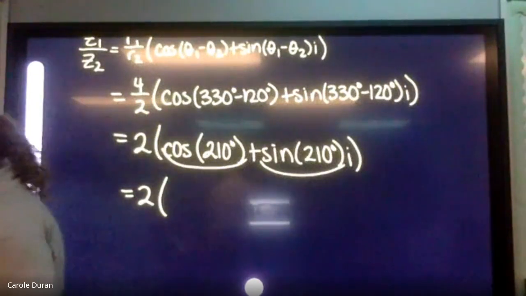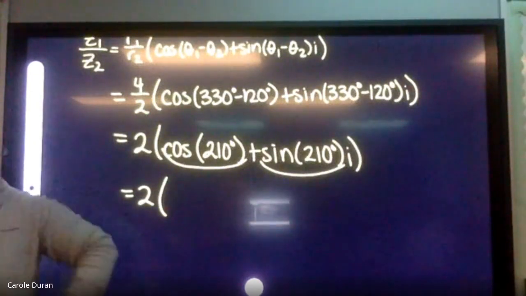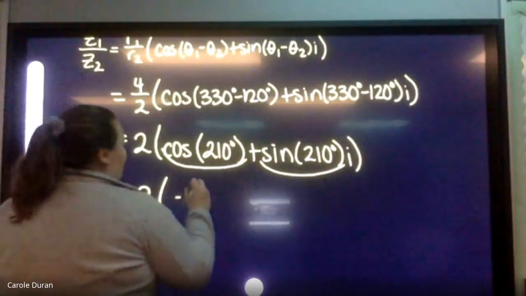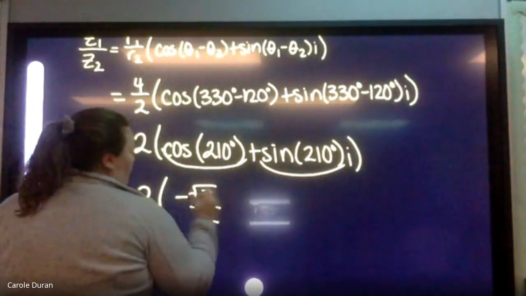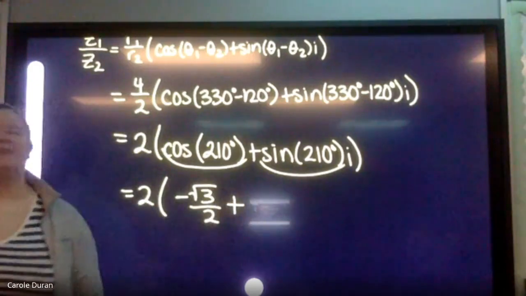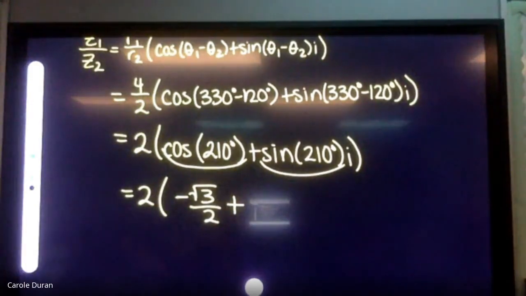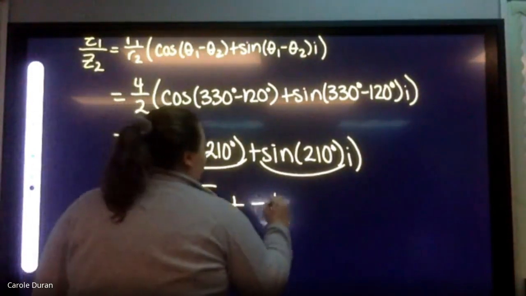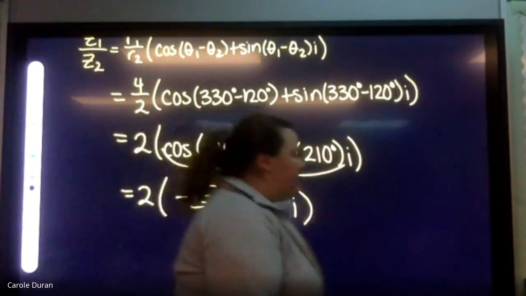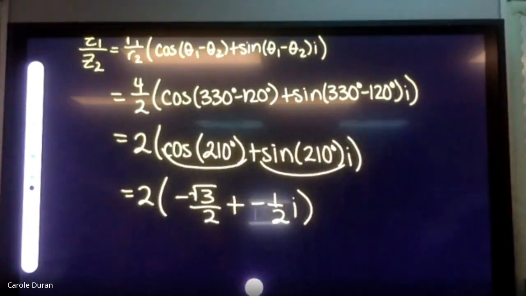What is cosine of 210? Negative square root of 3 over 2. Plus, what is sine of 210? Negative 1/2, and then we have the i with it. And then the last thing I need to do is distribute the 2 into both of those and simplify.